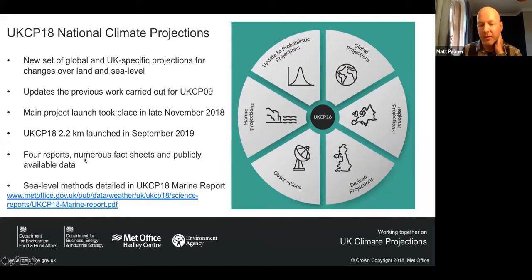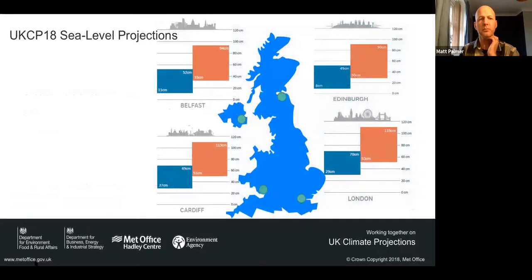This was for UK government to inform the UK climate change risk assessments, which happen every 5 years or so. For the sea level methods, there's quite a detailed report, which I'm presenting a link to here. But if you Google UK CP18 marine report, then it should come up fairly easily. Obviously the headline things that we provided were things like mean sea level change for the UK capital cities, which are illustrated here. This is for a high emission scenario in red and a lower greenhouse gas emission scenario in blue. Those are RCP2.6 for the low emissions, RCP8.5 for the high emissions.